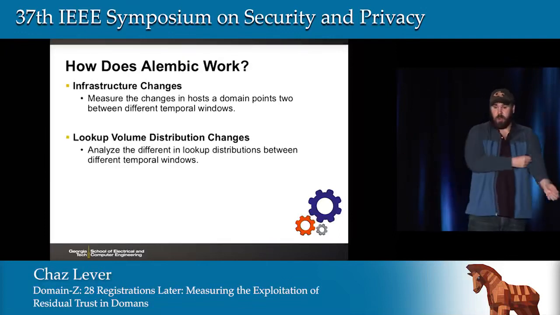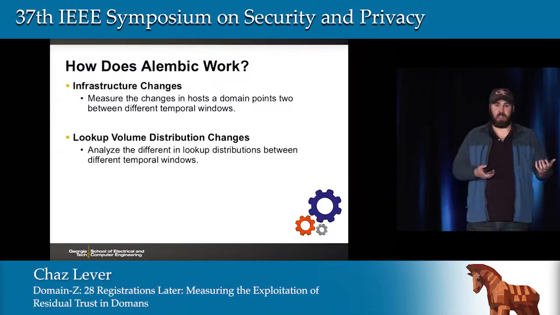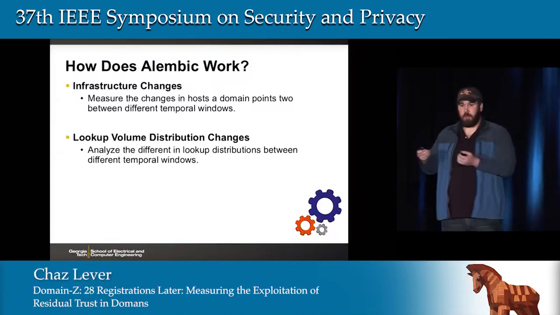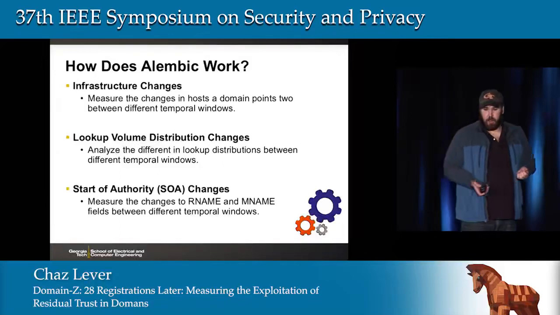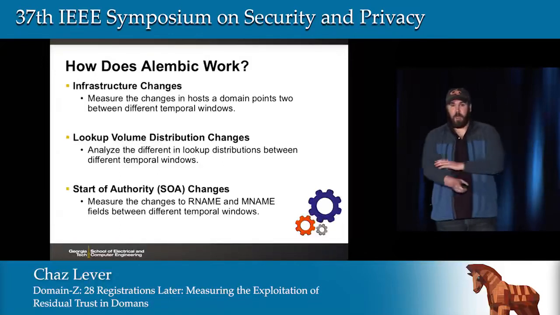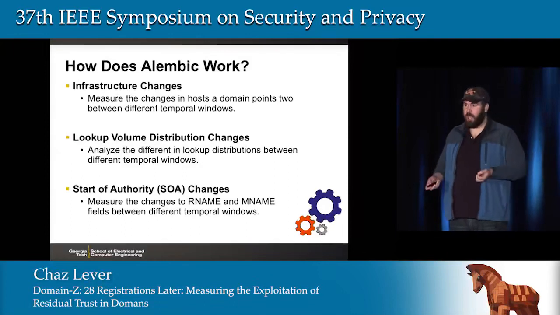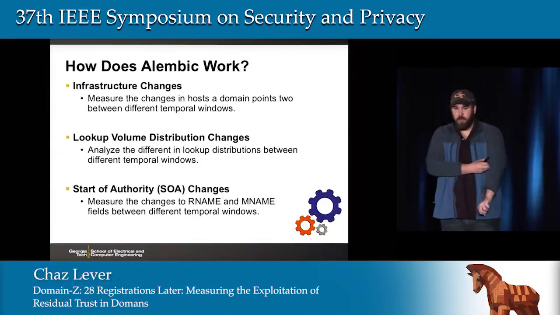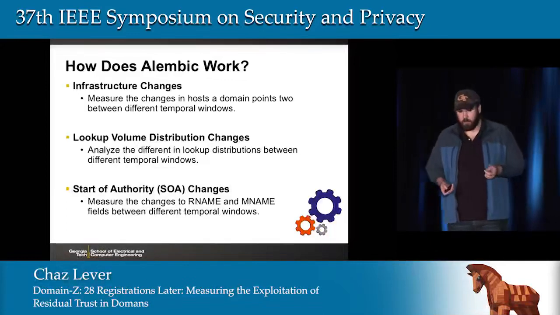But this isn't, by itself, a good enough indicator for a change of ownership. That's why we also look for things like lookup volume distribution changes, which might indicate that the service associated with that domain has changed over time, or something has changed about the domain, maybe indicating an ownership change. And then lastly, we look at start of authority records. These are particularly interesting because these are records that don't often change. So when you see a change to a start of authority record, this often is a very good, strong indicator that a change of ownership has actually occurred.